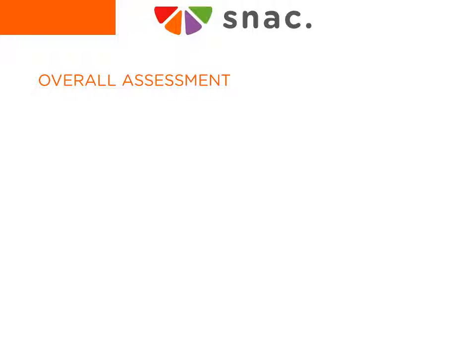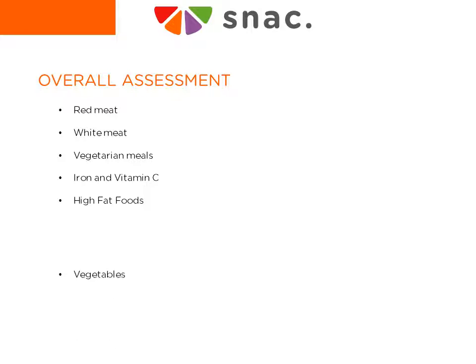So our overall assessment of this menu then, there was no red meat offered at all, which means that this diet's likely to be low in iron. Now, iron is very important for children's brain development, and if an iron deficiency exists, this could affect them throughout their lives into adulthood. White meat was okay, and vegetarian meals were okay. Iron and vitamin C, we would need to have a look at that a little bit more and make sure that the appropriate fruits and vegetables were being offered. High fat foods were okay, but we could look at removing those altogether.